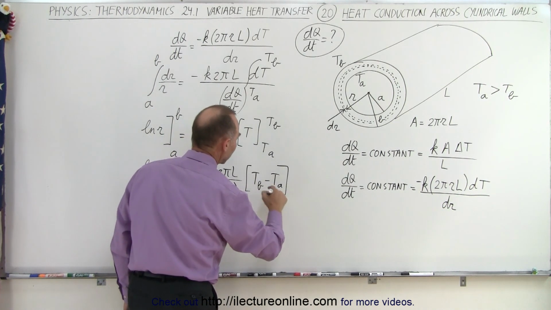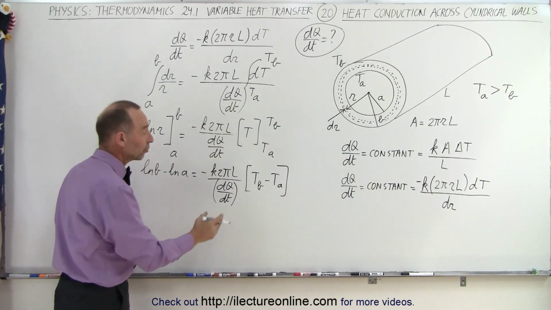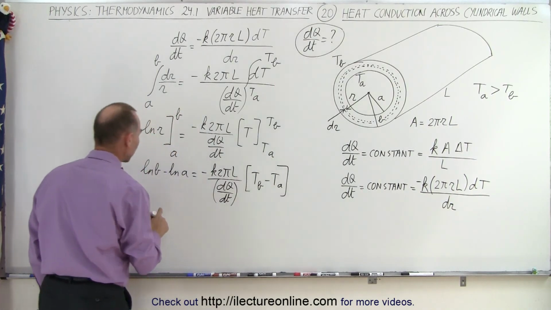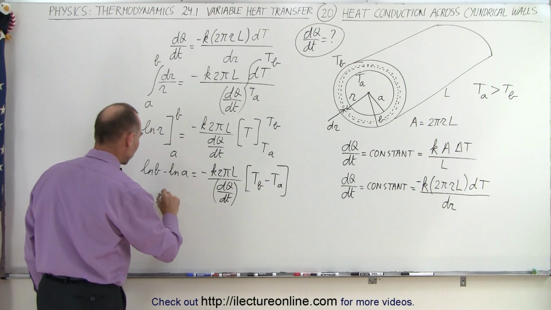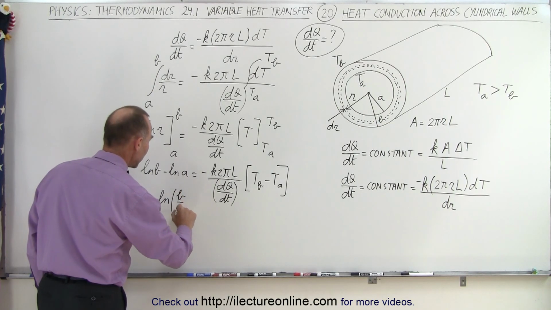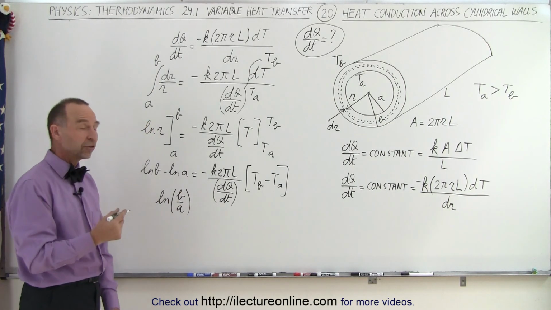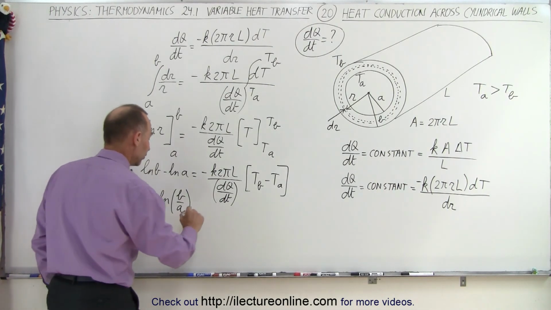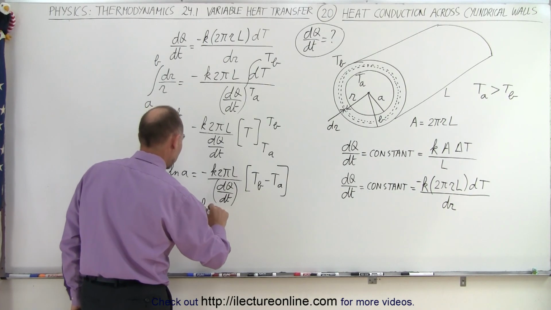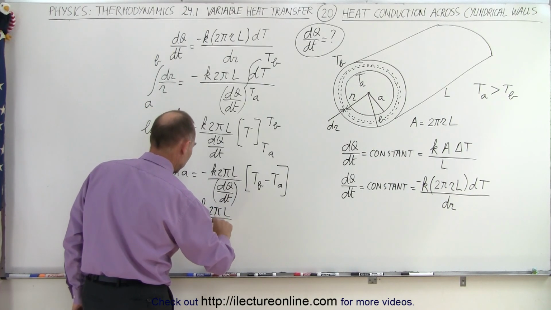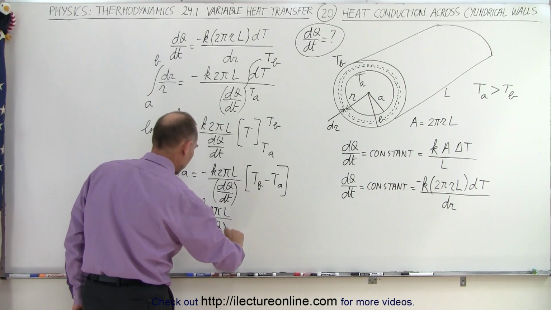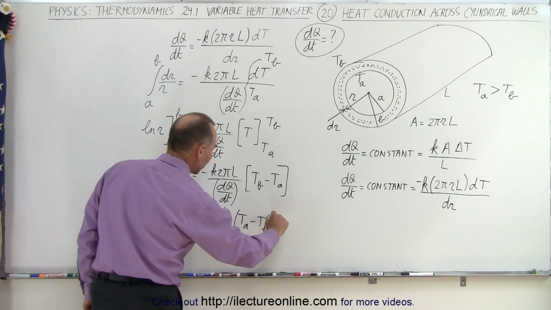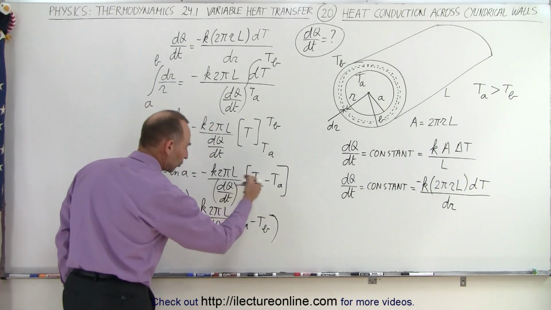Now notice that this is going to be a negative quantity because B is smaller than A, but with the negative here, that will turn that around and make that into a positive quantity. And this can be written as the natural log of B over A. And B is larger than A, so that's a quantity greater than 1. The natural log of a quantity greater than 1 is positive. So this is equal to k 2 pi L divided by dQ/dt times the difference in temperature, but this is now going to be Ta minus Tb, since I took the negative here to switch that around.